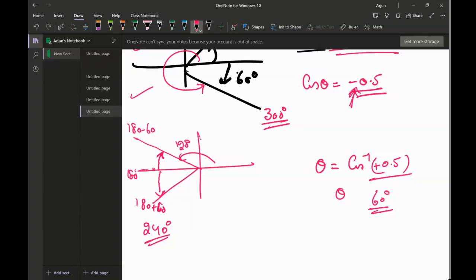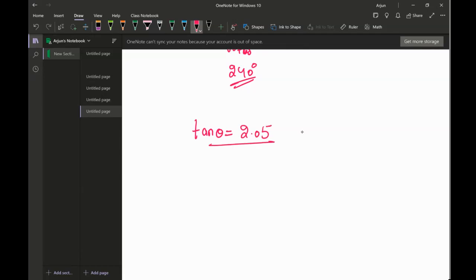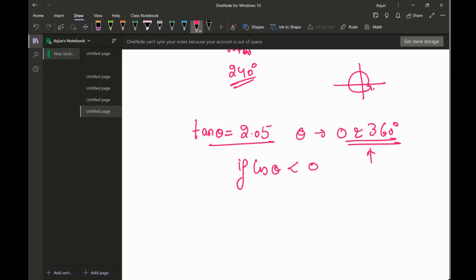understand this concept. Now I'm going to take another complicated problem on this one. If you are given tangent theta is equal to 2.05, let's say this value is given to me, and theta lies between 0 and 360 degrees. This is another situation given to me, meaning we are only trying to find it between 0 and 360 degrees, and it also says cosine theta has to be less than 0. These are the two conditions given to me. We want to find the theta value between 0 and 360 degrees.